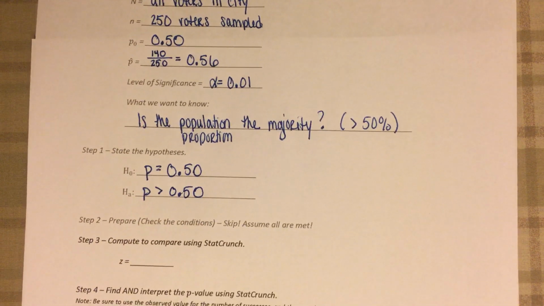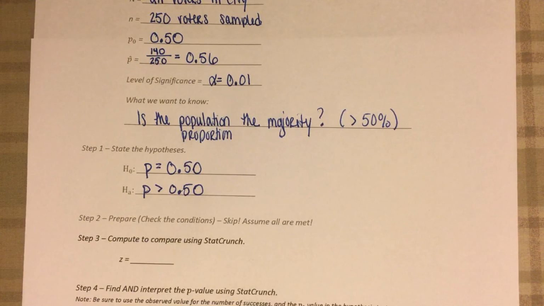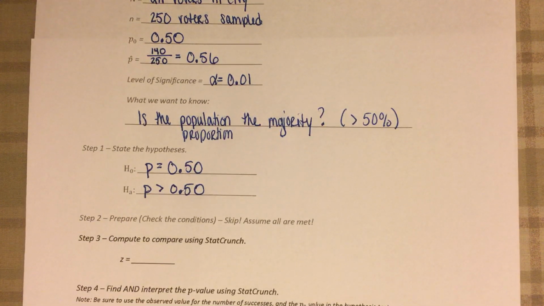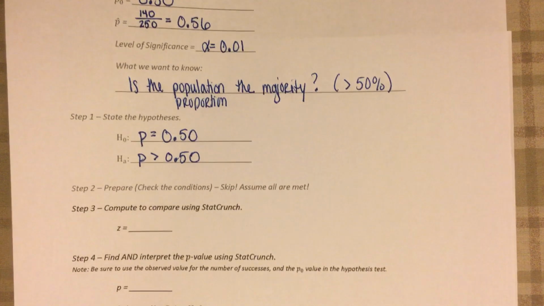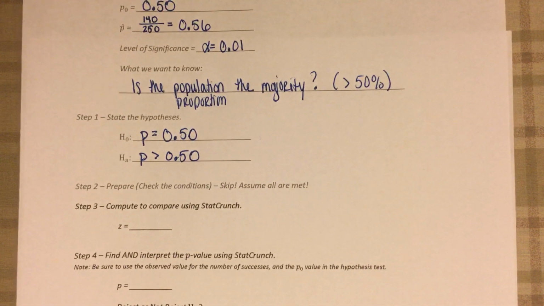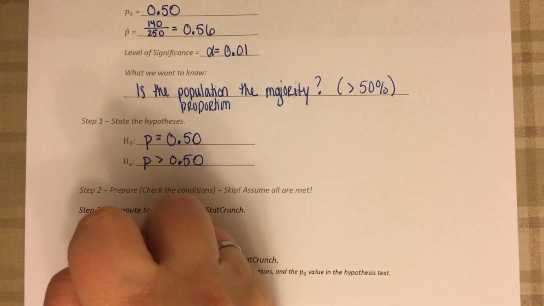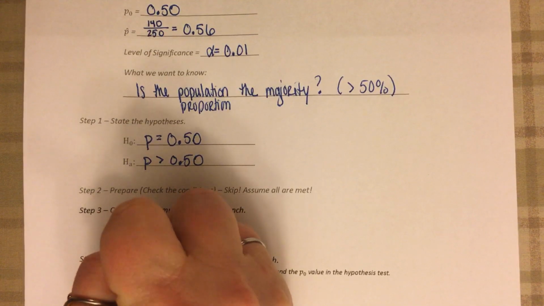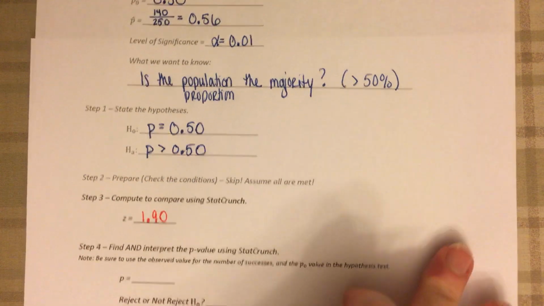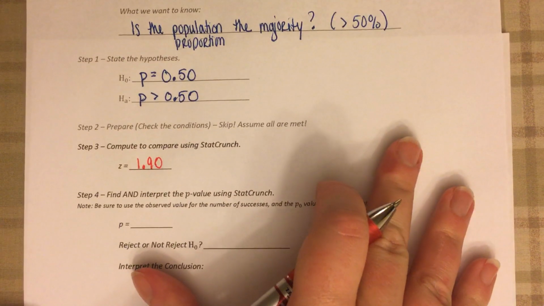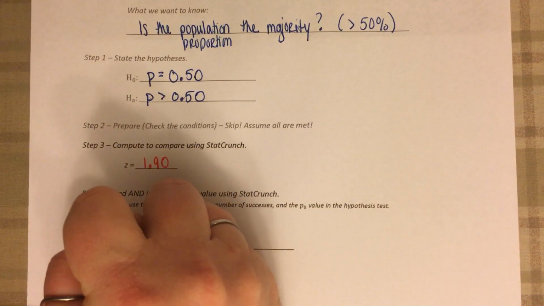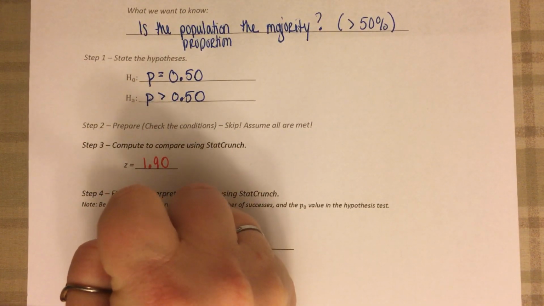Again, for step 2, we're going to skip our conditions. We're going to jump right to StatCrunch. So in this case, if we go to StatCrunch, we enter our number of observations, our number of successes, and enter the correct null and alternative hypothesis. Then we get a z-score value after we select the compute button of 1.90. And we are given a p-value of 0.0289.